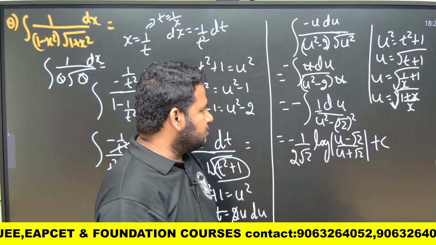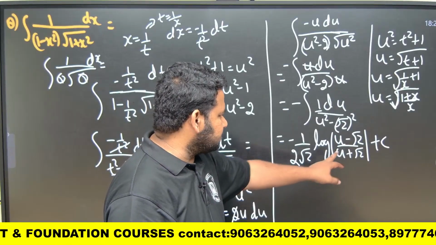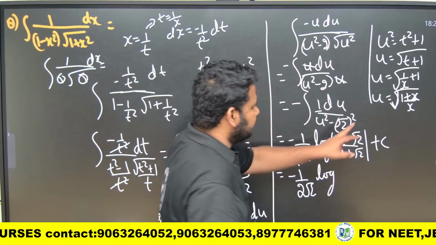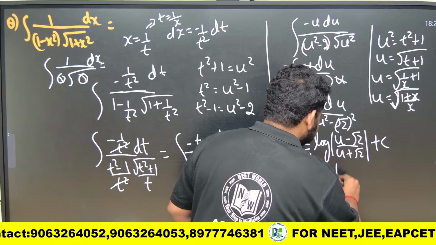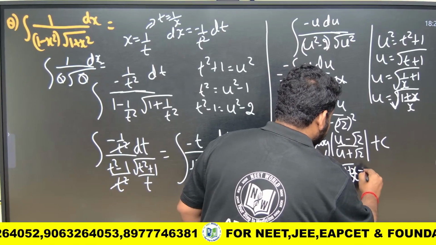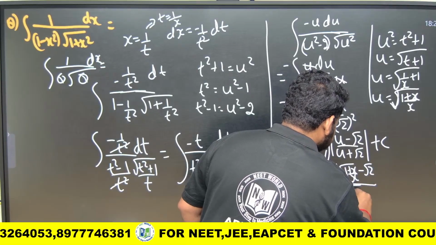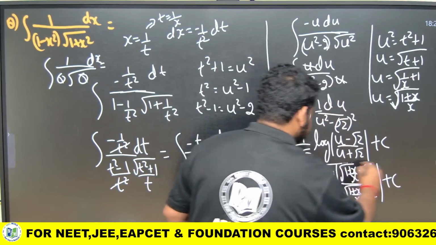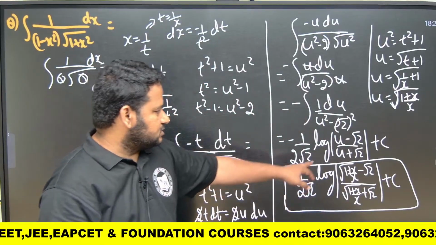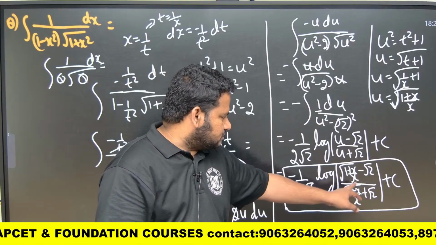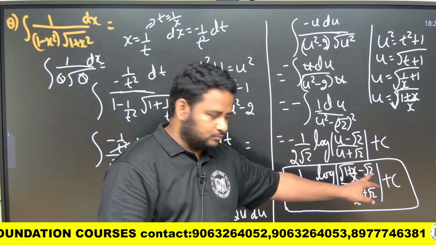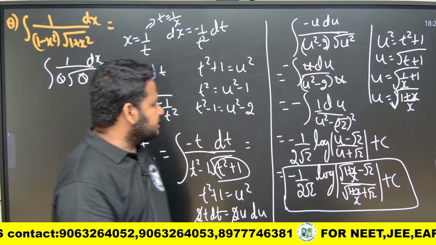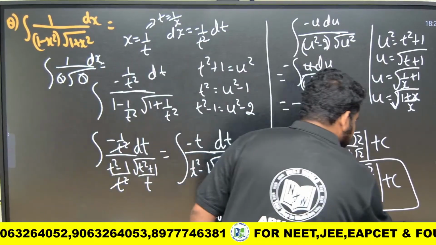Now if I put the values here, 1 plus x by x minus root 2, 1 plus x by x plus root 2. So this will become minus 1 by 2 root 2 into log of u, which is square root of 1 plus x by x, minus root 2, divided by square root of 1 plus x by x plus root 2, plus c. This is what we will get as the answer. Clear? This is the answer to this question. I hope it is clear. Let us move to the next question.